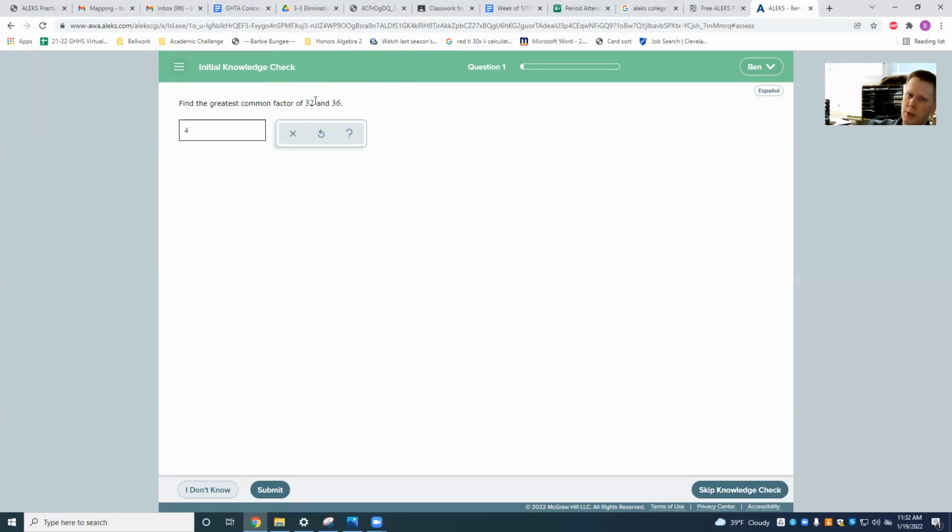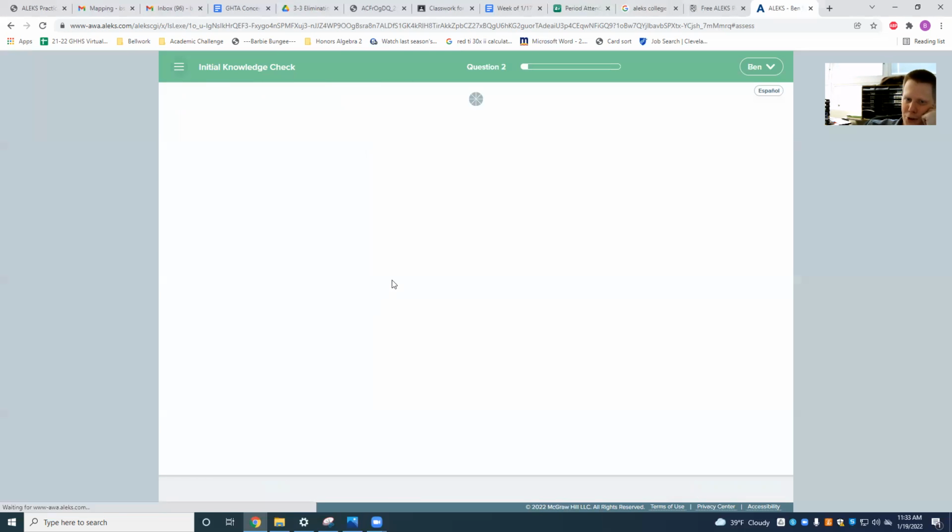For example, 8 goes into 32, but that doesn't work for 36. 16 goes into 32, but that doesn't work for 36. 32 goes into 32, but that doesn't go into 36. So 4 is the biggest one that goes into both. So you click Submit.